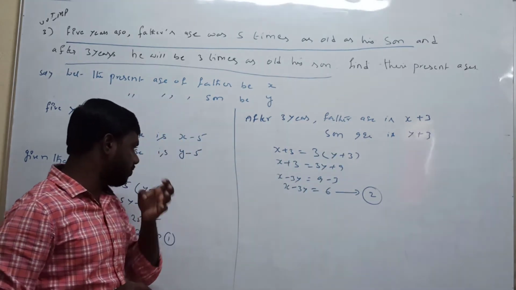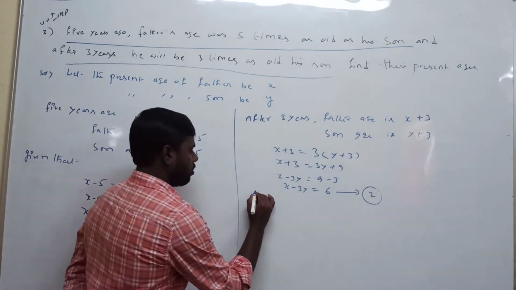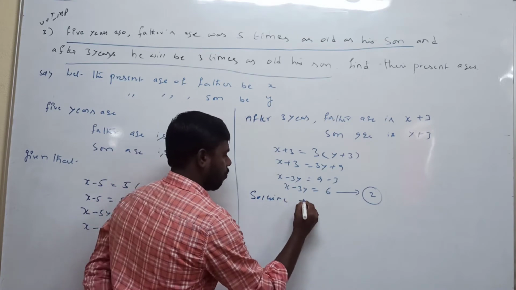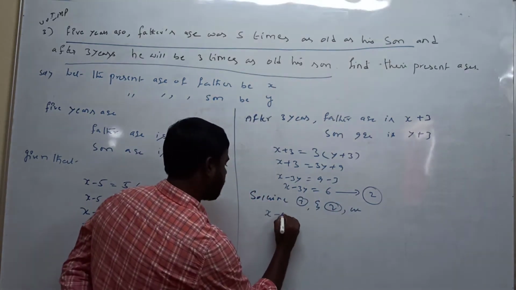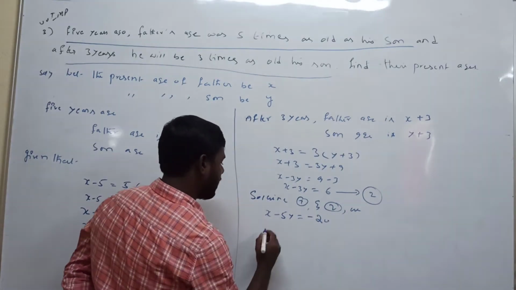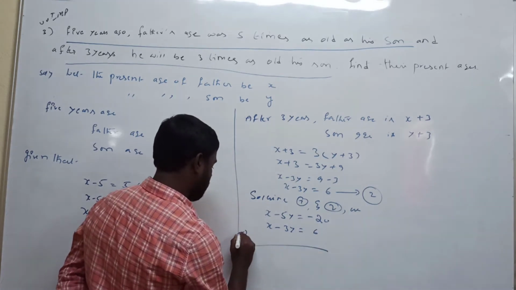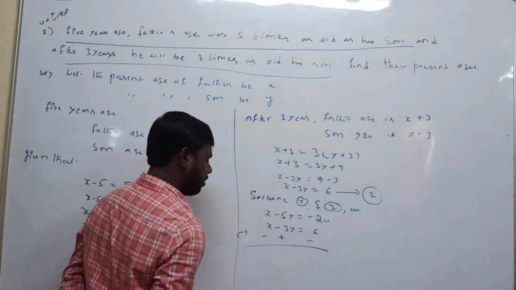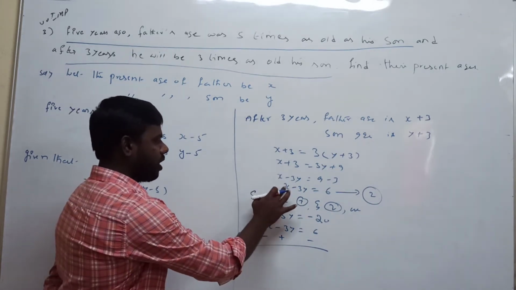We can simplify to get equations 1 and 2. Now solve equations 1 and 2. The first equation is x minus 5y is equal to minus 20. The second equation is x minus 3y is equal to 6. Subtracting, the sign will be changed. So here, directly without multiplication, the coefficient of x is 1 in both.